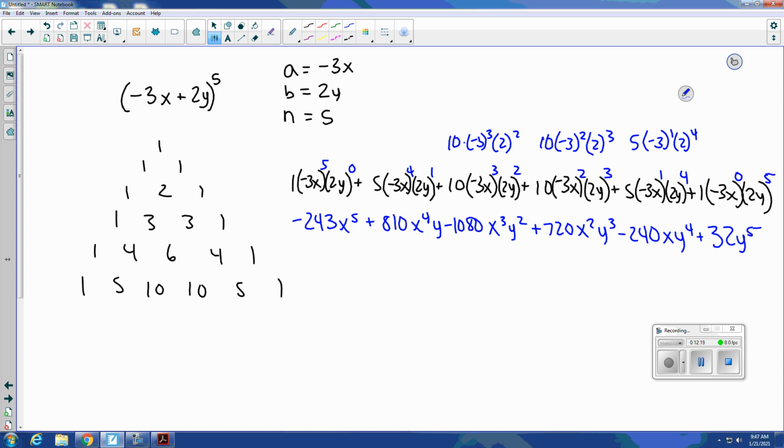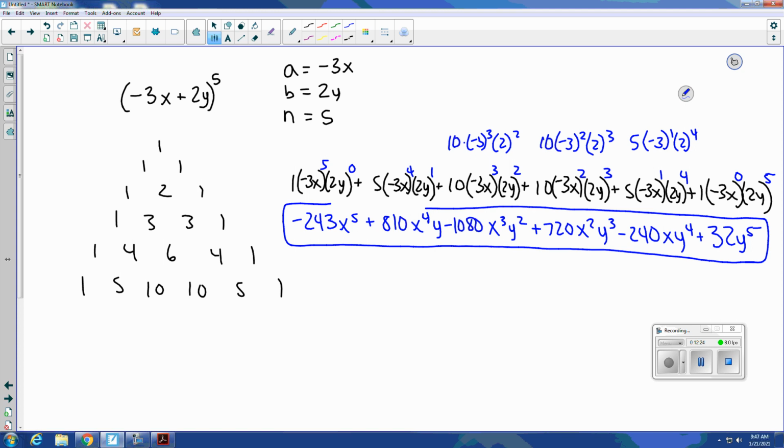So again, in 2 lines, these are some pretty crazy numbers here, but we were able to expand that binomial as opposed to multiplying that thing out 5 times. So there's your binomial expansion.